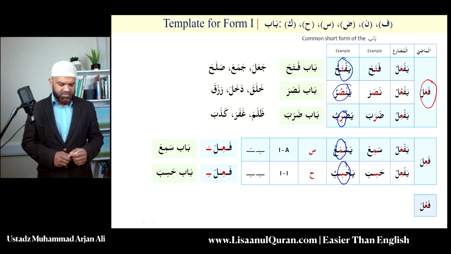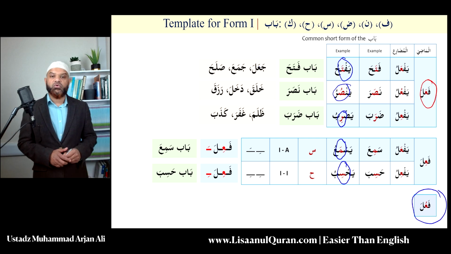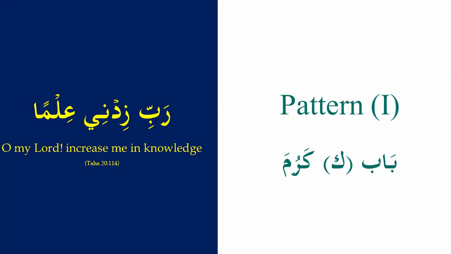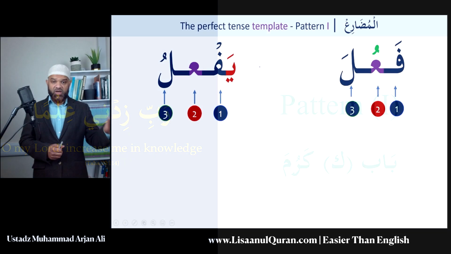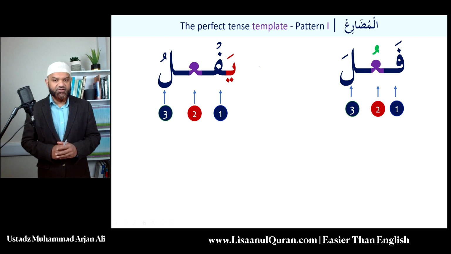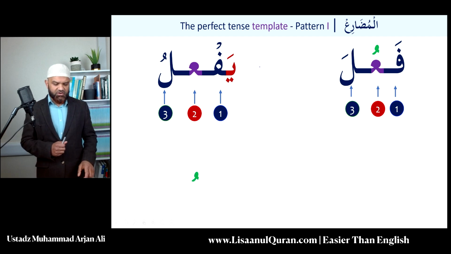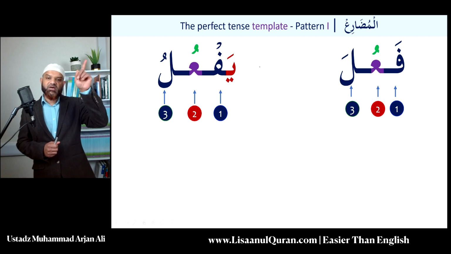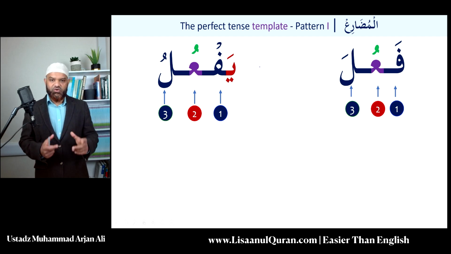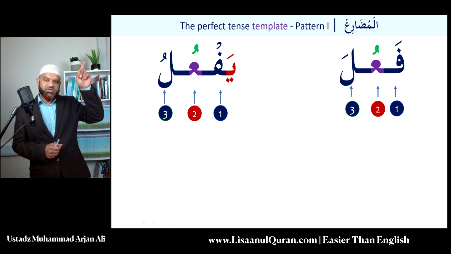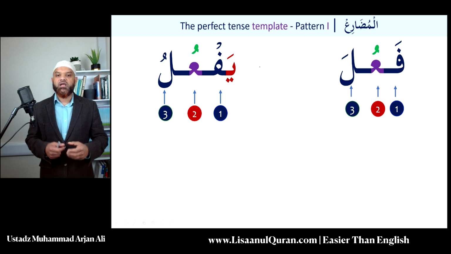Lastly remaining is the one where the middle root letter takes a dhamma. What happens? Baab karuma. So we are back to our madi and mudari template. The bits on the screen are fixed. The only possible change now is the dhamma in the middle root letter. When you have dhamma here, you'll have the same here. And this is called Baab karuma.